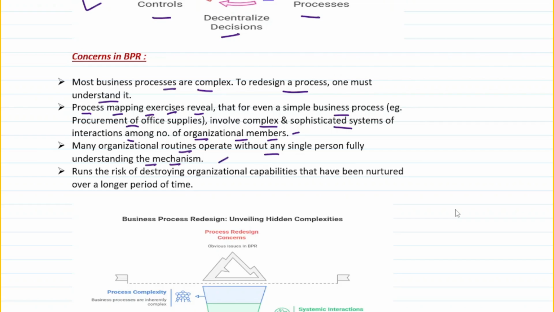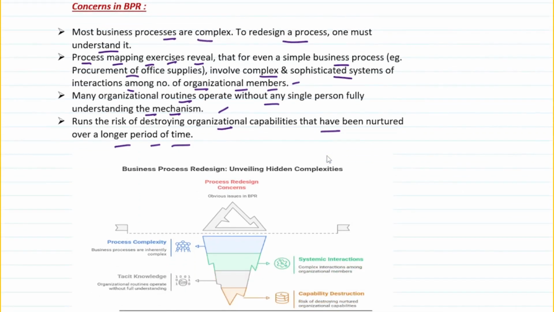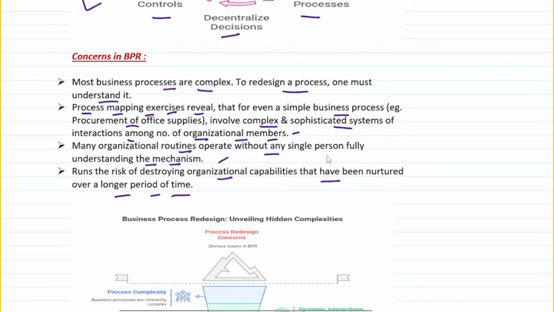So that can be one of the concerns in BPR, and it runs the risk of destroying organizational capabilities that have been nurtured over a longer period of time. So BPR can basically destroy your organizational capabilities that have been developed over a long period of time, right? So these are the concerns in BPR. First of all, it is complex. To redesign it, one must understand it. Then process mapping exercises revealed that even simple business processes involve complex and sophisticated systems that may require interaction among a number of organizational members. Then it also says that one single person cannot fully understand the mechanism, and it runs the risk of destroying organizational capabilities that have been nurtured over a longer period of time.